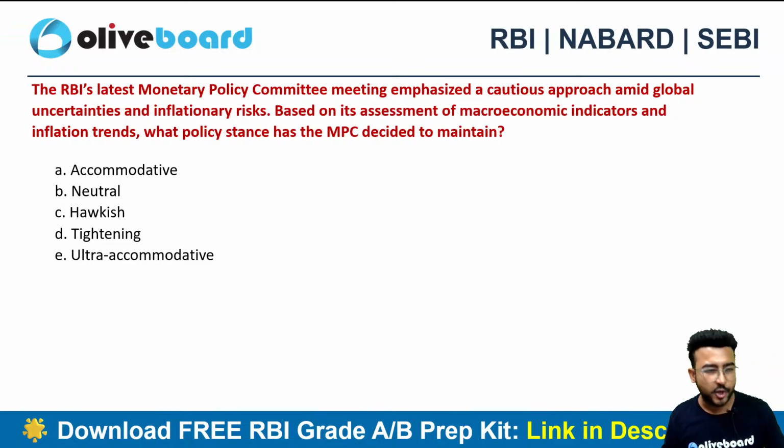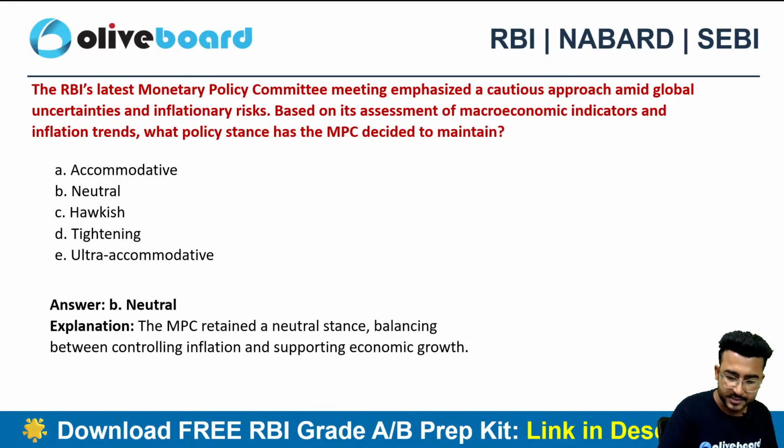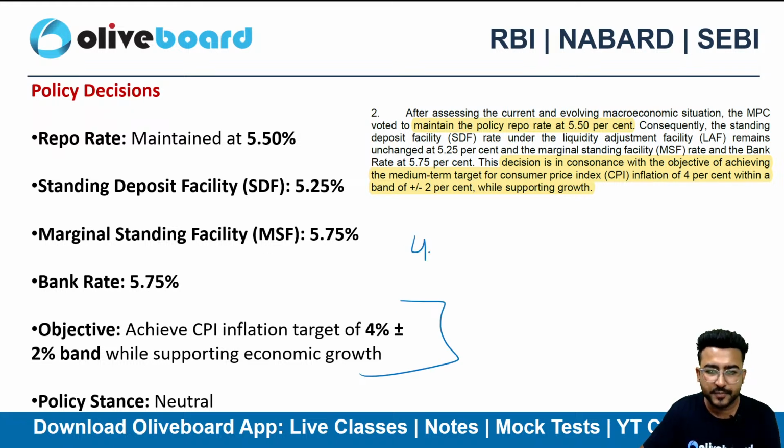Stance of MPC, we all know that it's a neutral stance, right? It's a neutral stance. So we have shifted our stance to neutral. So this was from the monetary policy meeting discussion related to August month, right? You can all see the rates. This is called the inflation targeting approach, 4% plus minus 2%.